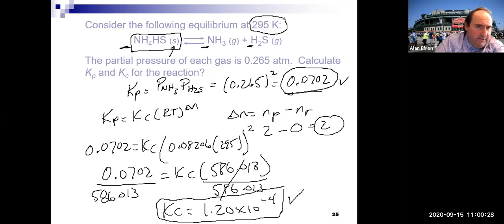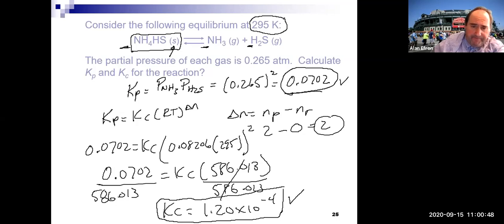And there's a lot of times where you may have to manipulate an equilibrium equation and the K value that's associated with it so that you get the right K value. So that's where we're going to talk about what you do when you add or multiply an equation and what happens to the K value.